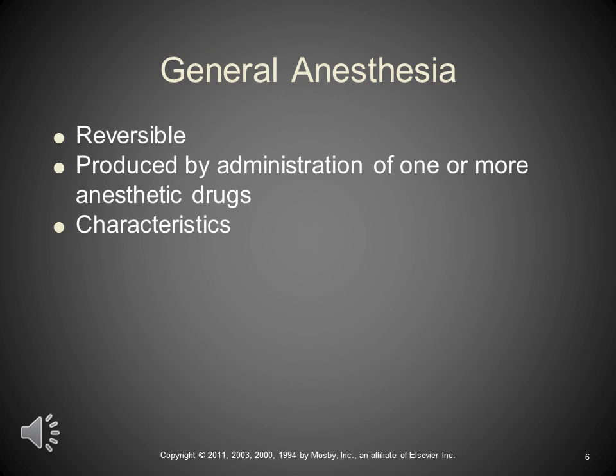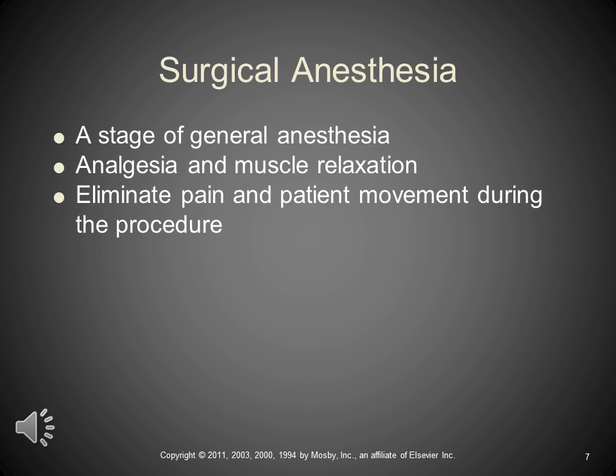General anesthesia is and should be reversible. It is produced by the administration of one or more anesthetic drugs, and it has some specific and very hopefully predictable characteristics. Surgical anesthesia is a stage of general anesthesia. We have analgesia and muscle relaxation, and the purpose of surgical anesthesia, as it would be logical to assume, is to eliminate pain and patient movement during surgical procedures.